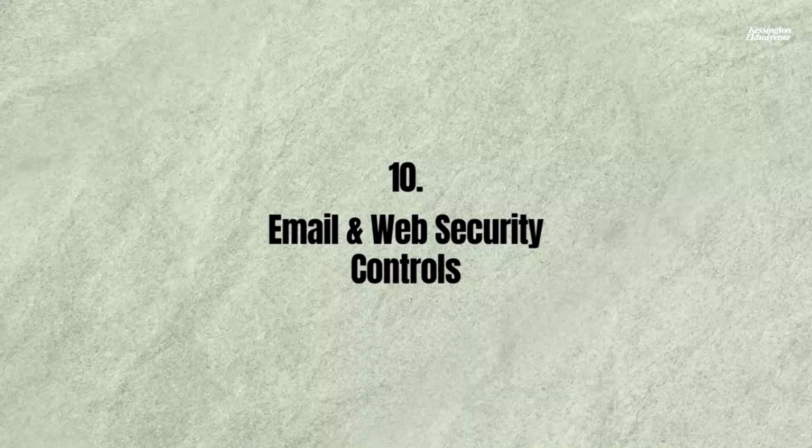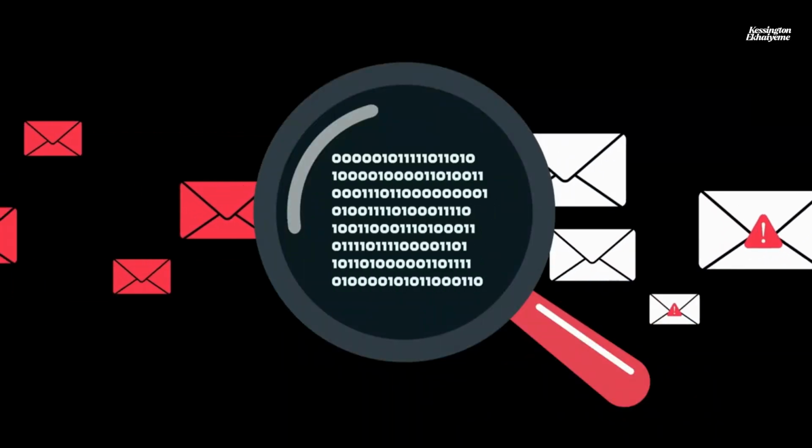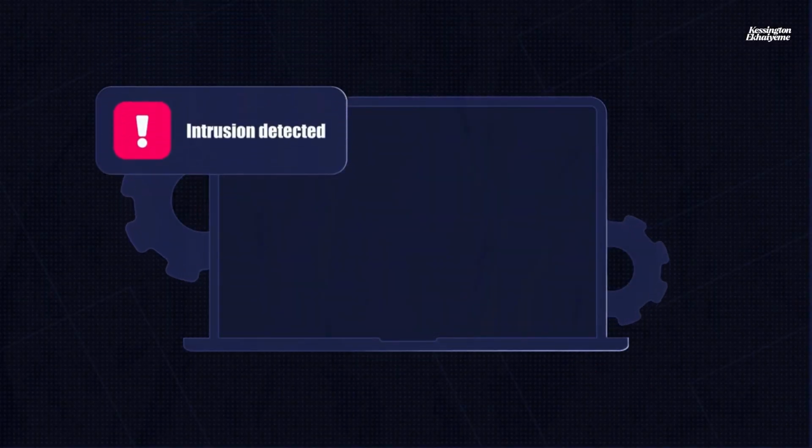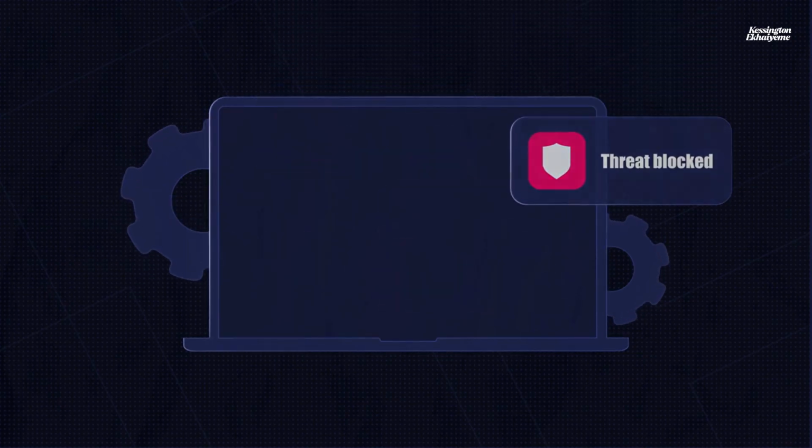Let's move on to control number 10, email and web security controls. This is when you have tools that block phishing. The tools will block malware and malicious websites as employees click on links to visit those malicious destinations. How do you implement this into your network?